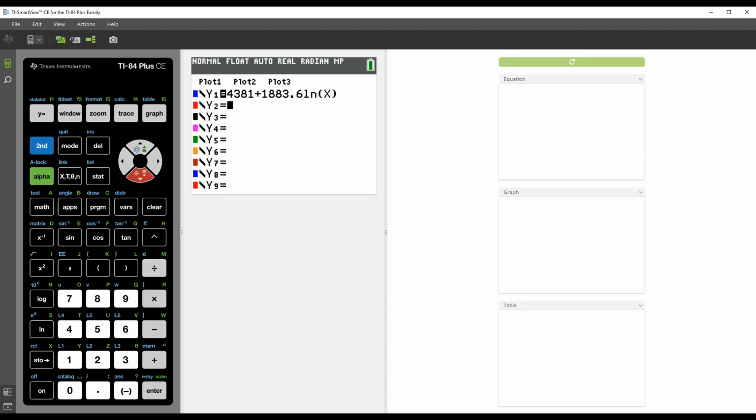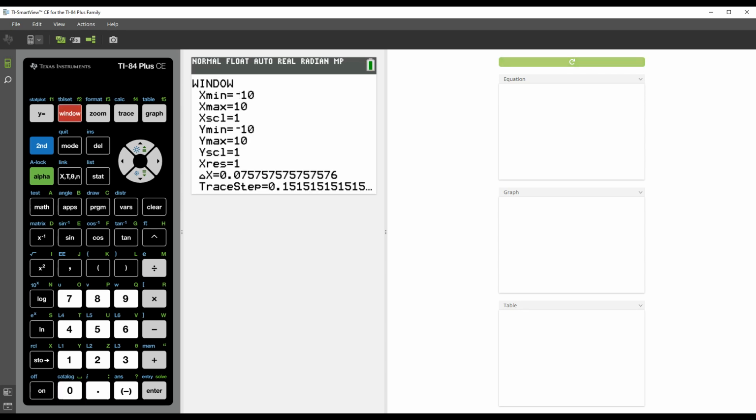And they want to know during which year the number of daily fee golf facilities reached 9,000. So that's going to be my y2. I want to know when this equation is equal to 9,000. So like I said, the hardest part of this for most people is you have to make a window.